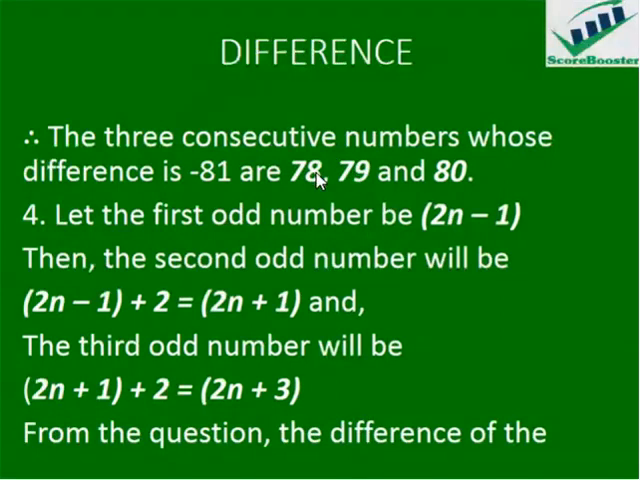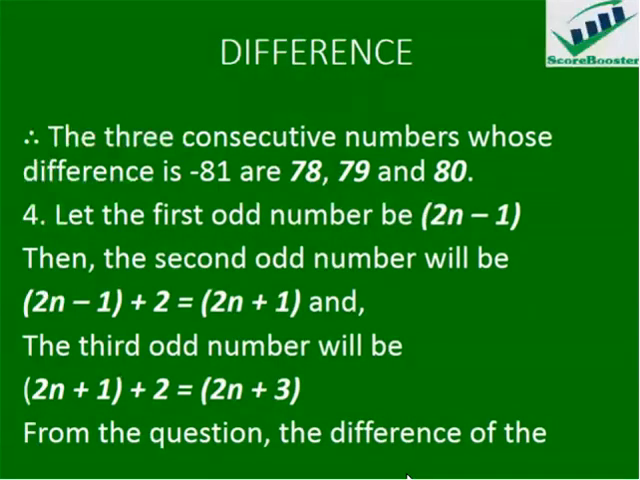79 minus 78 we give 1. 78 minus 79 we give minus 1. Minus 1 minus 80 we give minus 81. So that's how to check if your answer is correct.